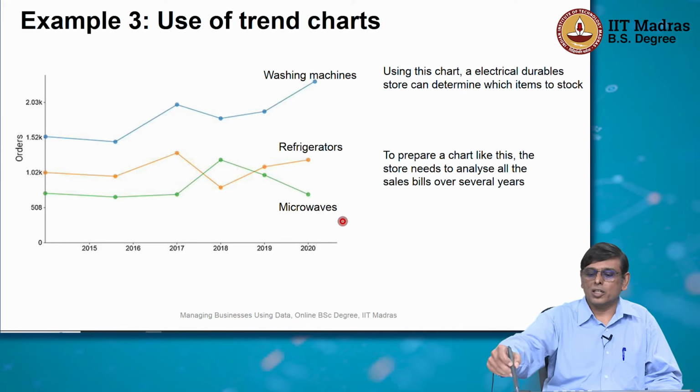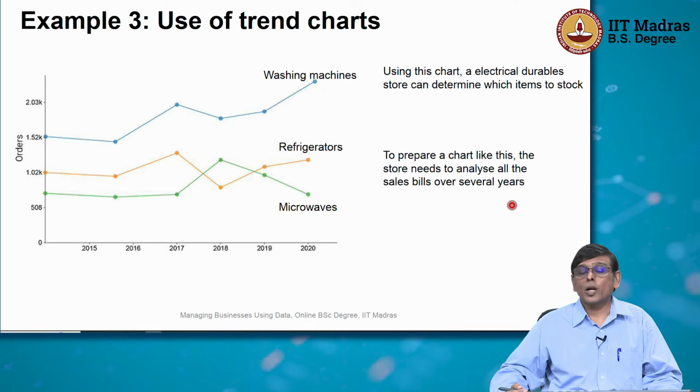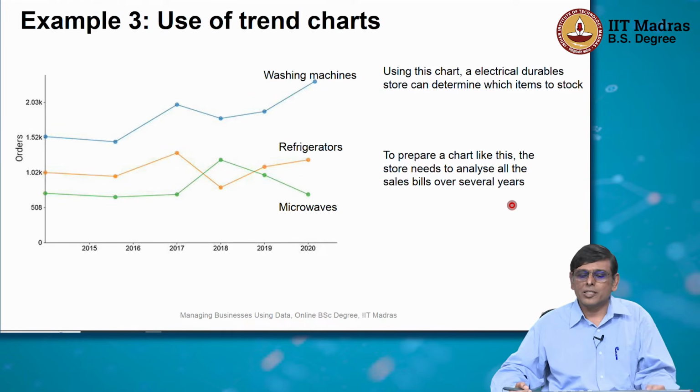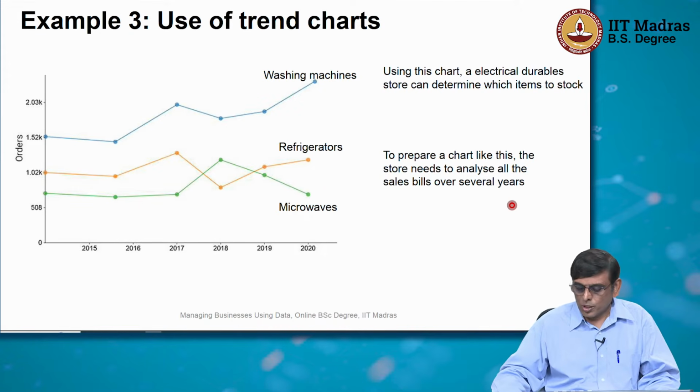And to do such analysis, the shop has to look at all the bills of all the sales it has made over several years. So 5, 6, 7, 8 years it has to look at all the bills and then analyze the bills and then prepare a chart like this, right? So what are we seeing? We are seeing that in all these cases we are able to use data to create insights, right? Very good insights that were useful for the business.